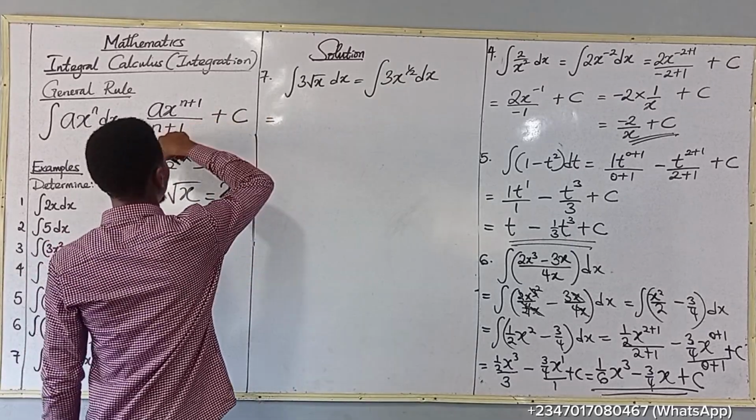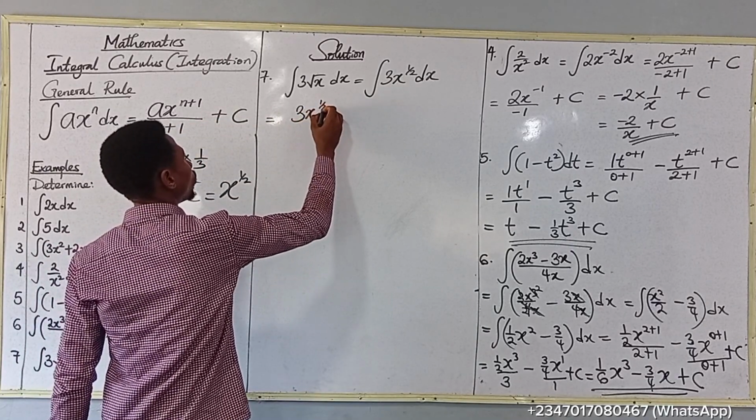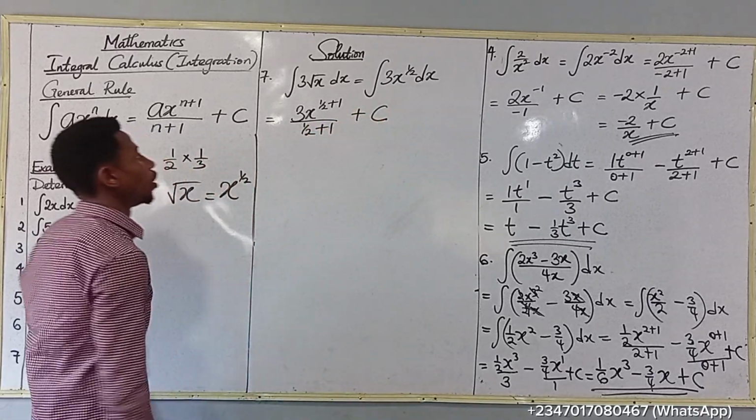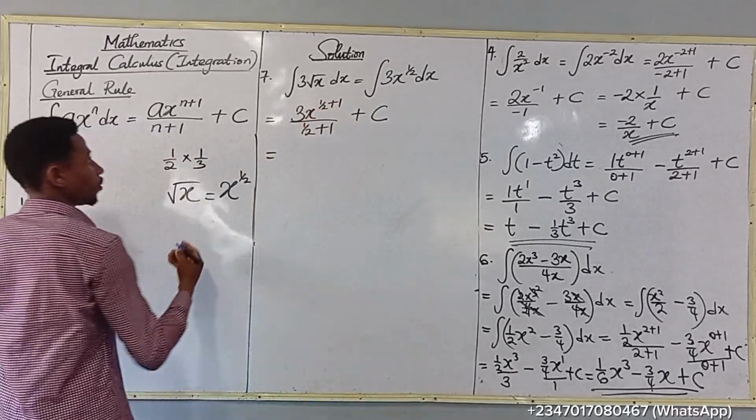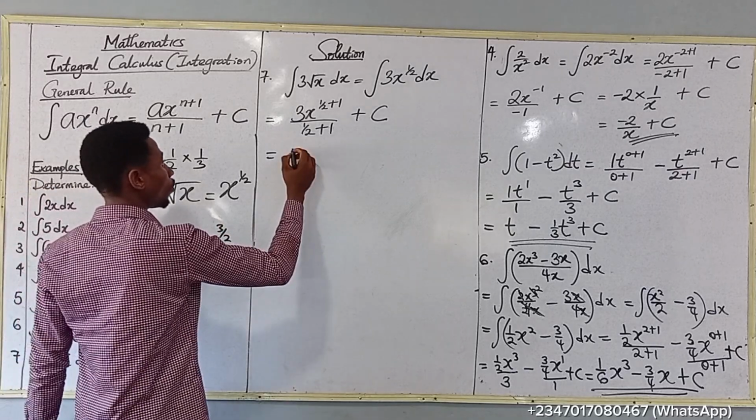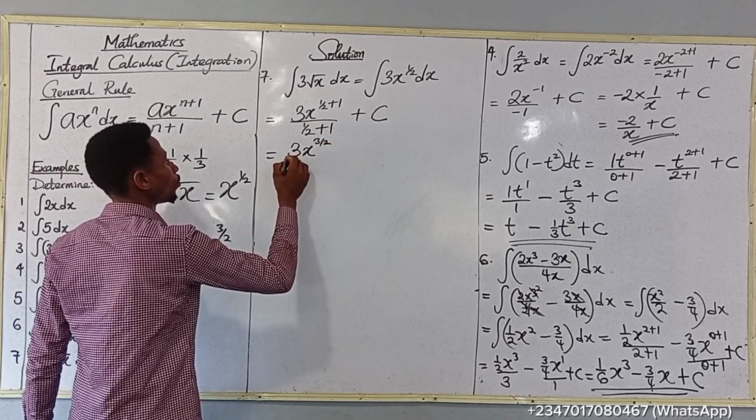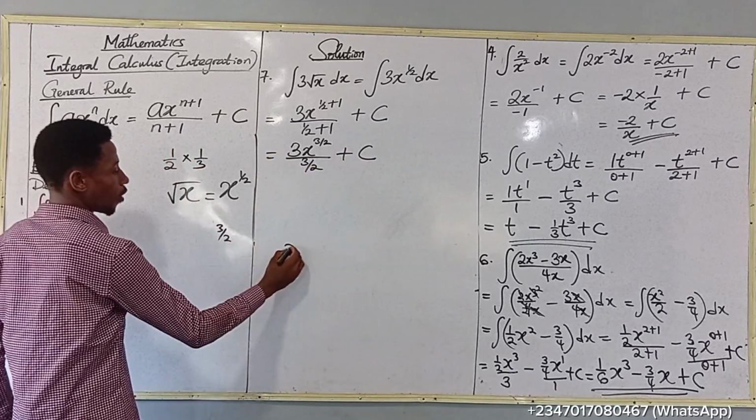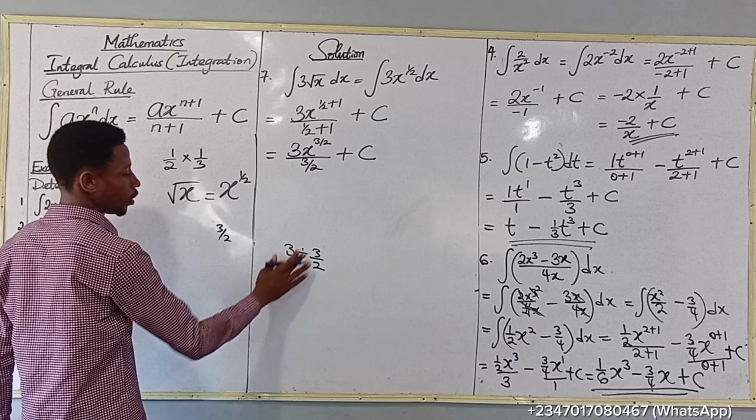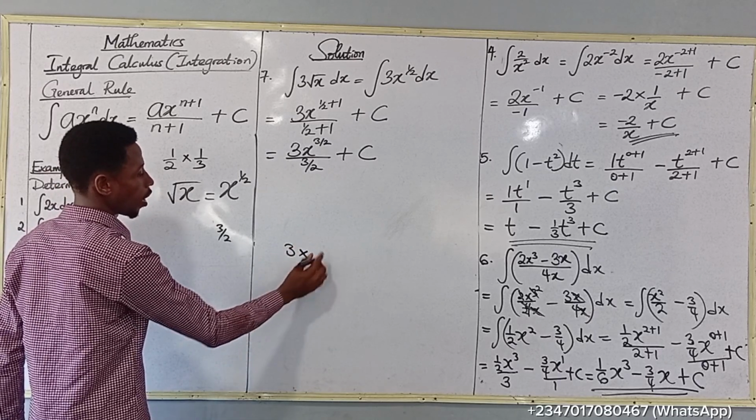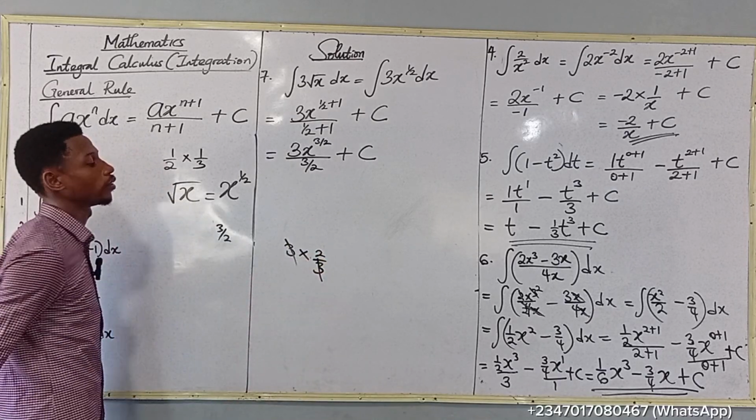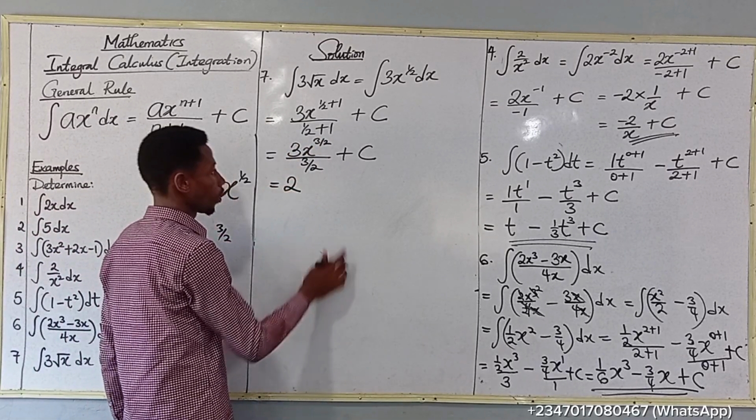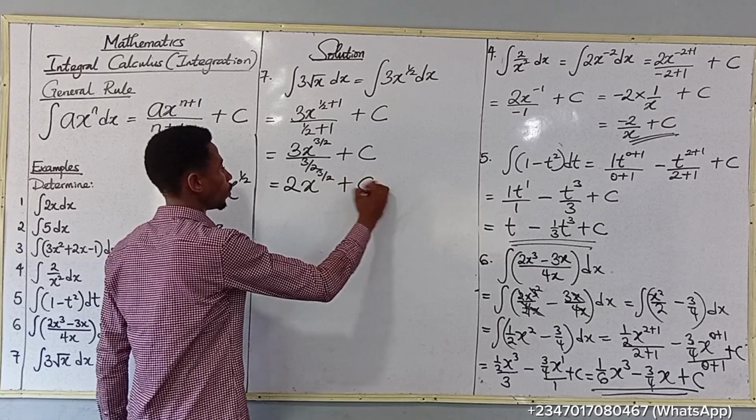Now we apply the general rule. So we have 3x raised to power 1 over 2 plus 1 all over 1 over 2 plus 1, then plus c. Half plus 1 is 1.5, and that is 3 over 2. So we have 3x raised to power 3 over 2 all over 3 over 2 plus c. For the numbers here, we have 3 divided by 3 over 2. We change this to times. This will reciprocate, and we have 2 over 3. If 3 cancels out 3, what we have left is 2. So basically what we have here is 2 x raised to power 3 over 2 plus c.